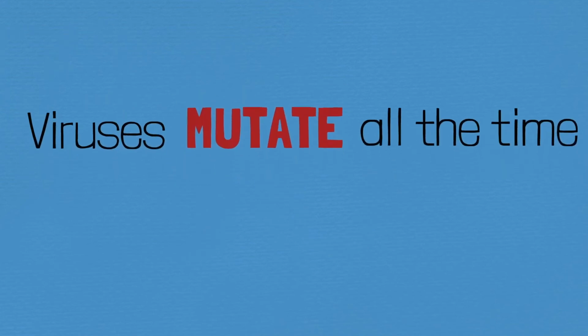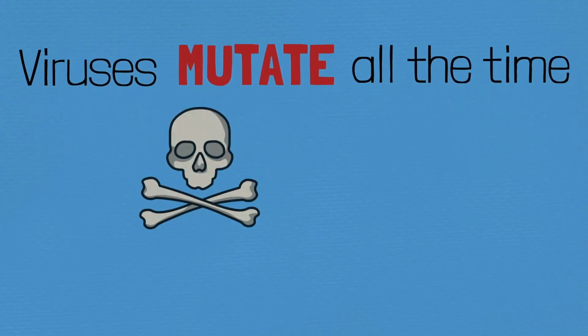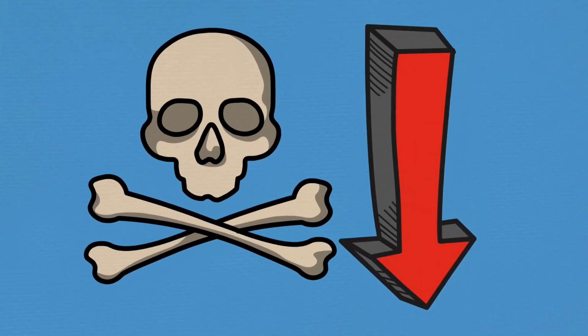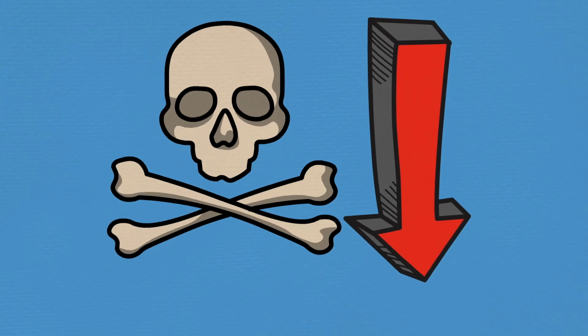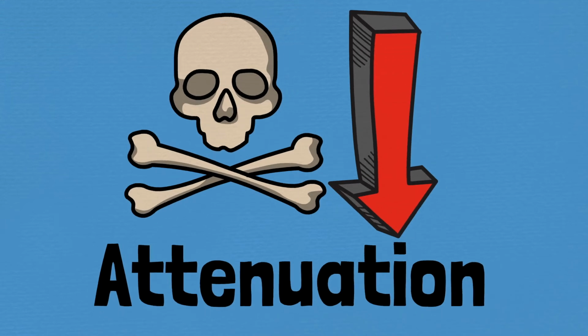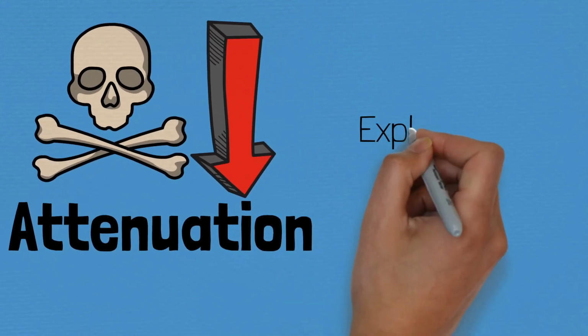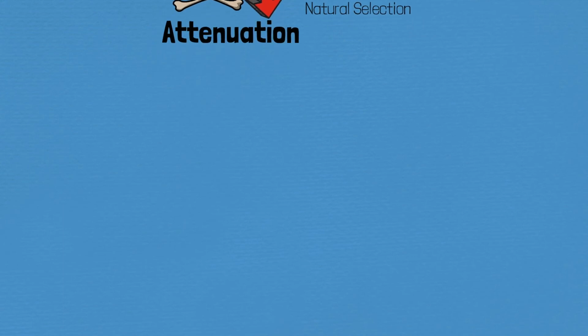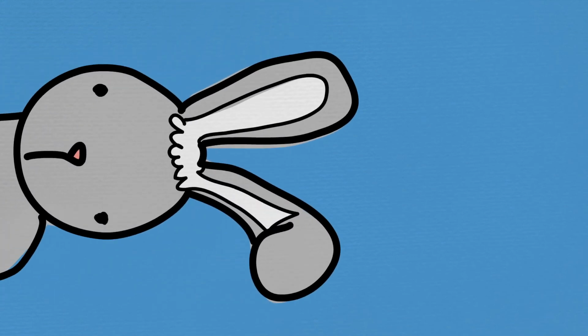Well, no. Viruses mutate all the time. Deadly viruses, which initially have a high fatality rate, usually trend towards being less deadly, or in other words, they have attenuated. Seasonal flus are nowhere near as deadly as the initial pandemic outbreak. This is explained by natural selection. Let's explore this idea through another example, this time in rabbits.